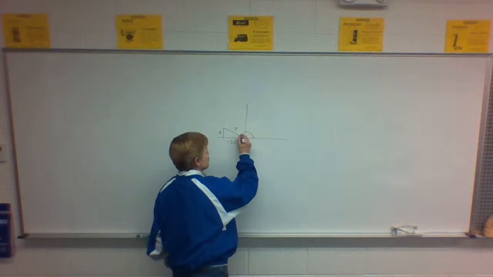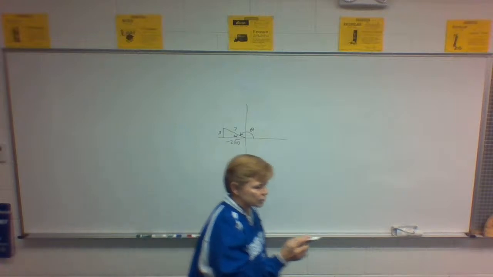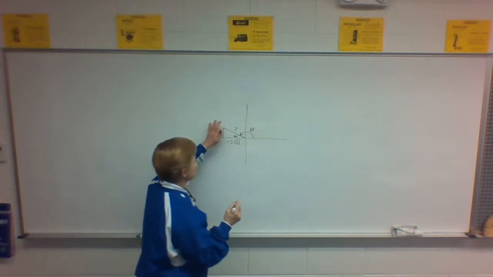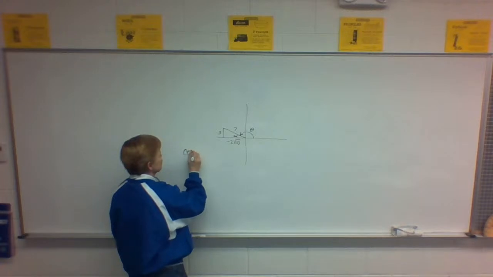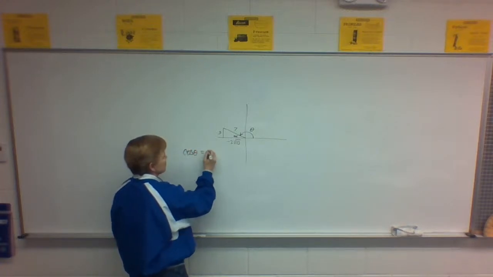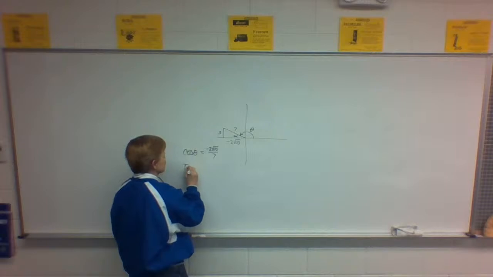And this is theta, although we will use alpha with the correct signs on the legs to answer the questions about cosine and tangent. Now that we have everything worked out based on the information, what is the cosine of theta? Negative 2 root 10 over 7. Good. And what is the tangent of theta?